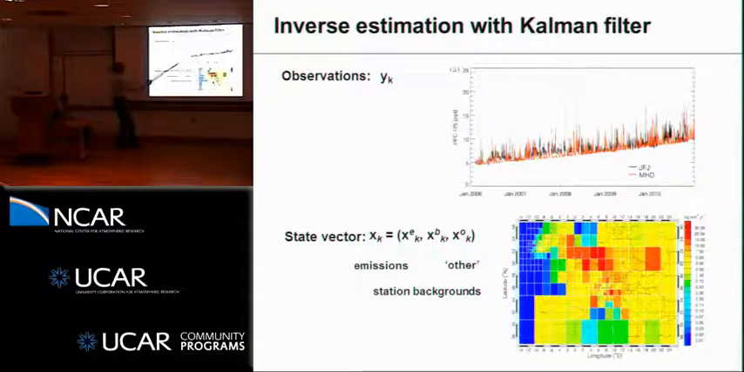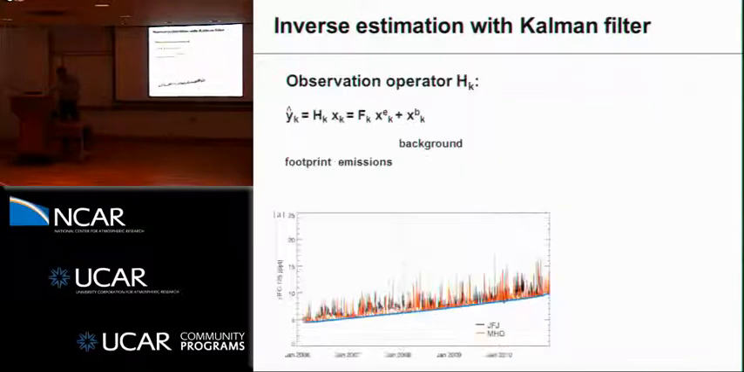So we have the components: the observations, time series here, and the state vector here. It's actually composed of several components. I have here the emission, but I also have the background concentrations at the individual stations as a component of the state vector. So I'm also estimating the background, and then some other terms which I will not really go into. And so you have an observation operator.